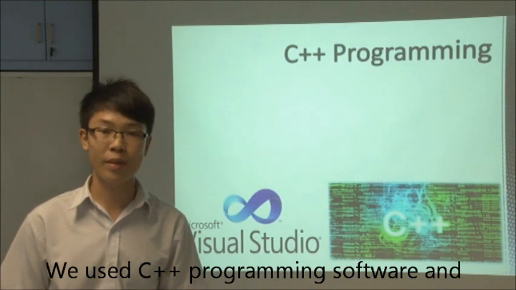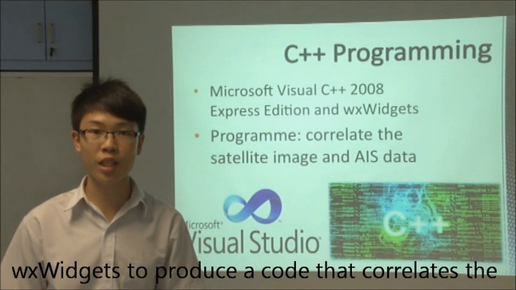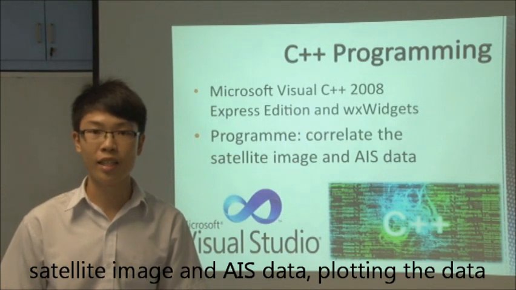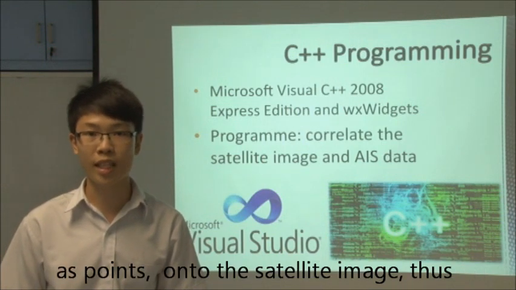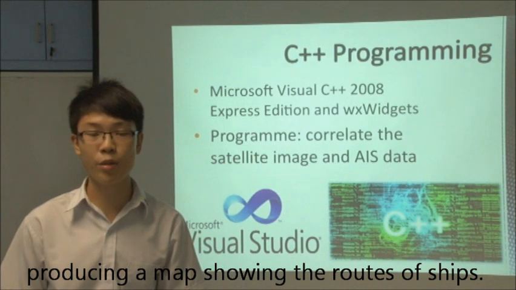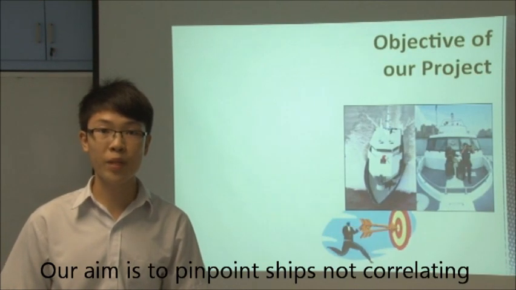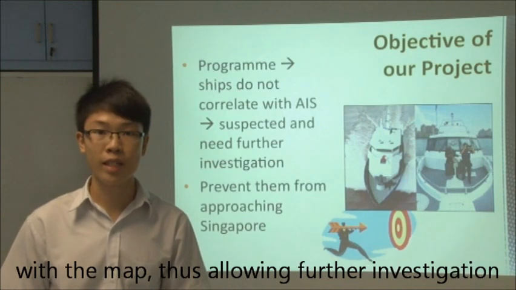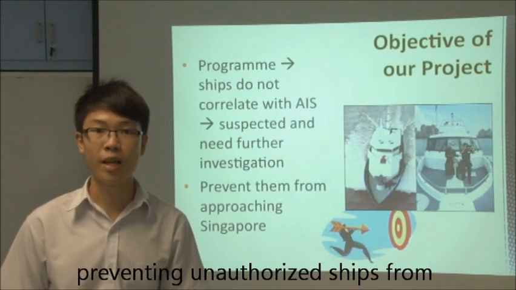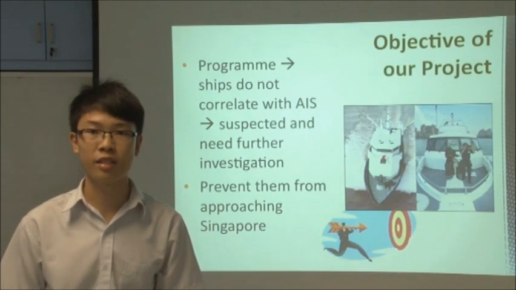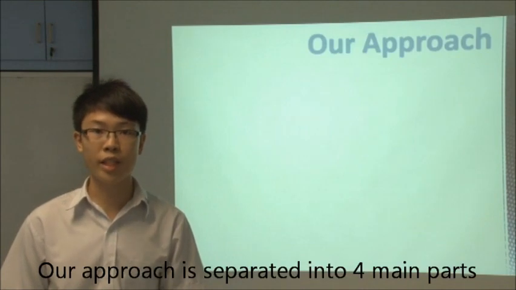We use C++ programming software and WX widgets to produce a code that correlates the satellite image and AIS data, plotting the data as points onto the satellite image, thus producing a map showing the routes of the ships. Our aim is to pinpoint ships not correlating with the map, thus allowing further investigation, preventing unauthorized ships from approaching Singapore's waters. Our approach is separated into 4 main parts.